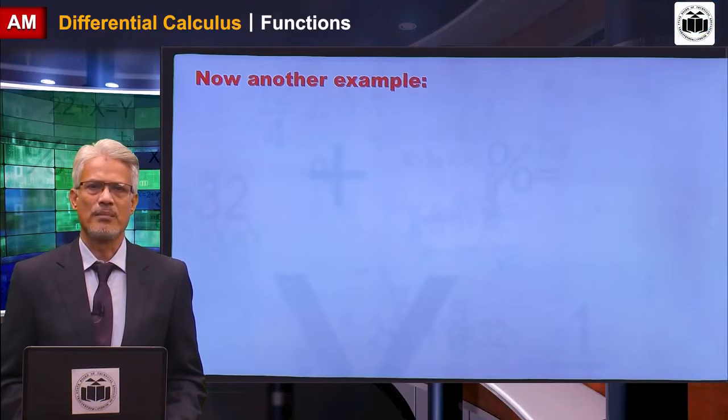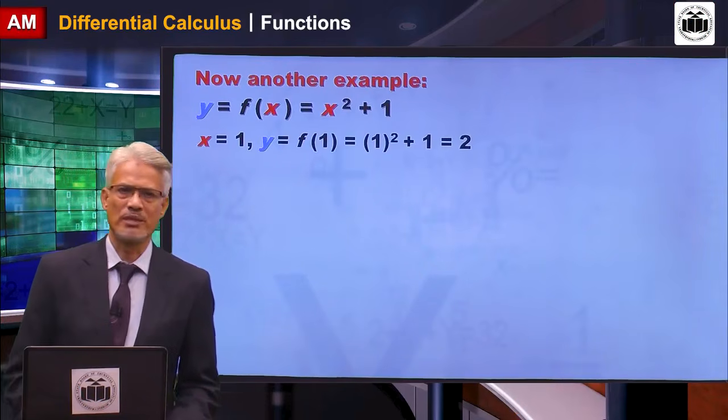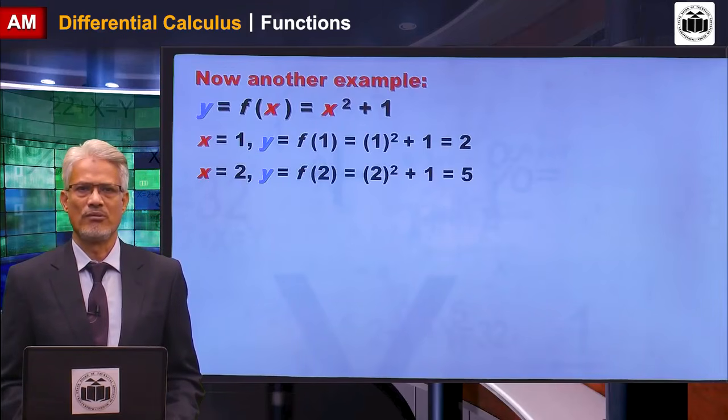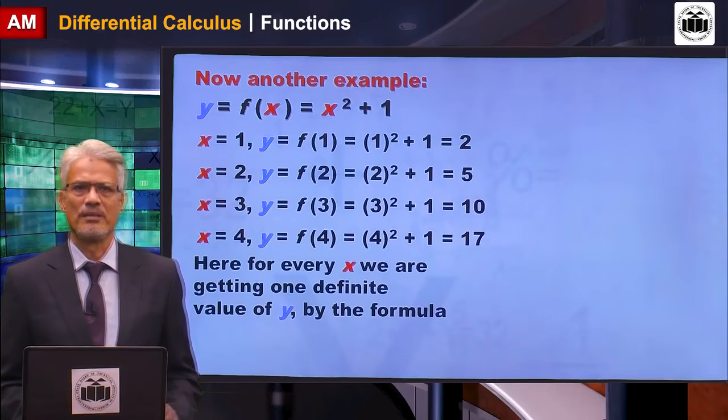Now you see another example. Suppose y is equal to f(x) is equal to x square plus 1 is one of the mathematical expressions and we are substituting different values of x. When x is equal to 1, we are getting y is equal to 2. When x is equal to 2, y is 5. For x is equal to 3, y is 10. For x is equal to 4, y is 17. Here for every x, we are getting a different value of y by the formula y is equal to f(x) is equal to x square plus 1.